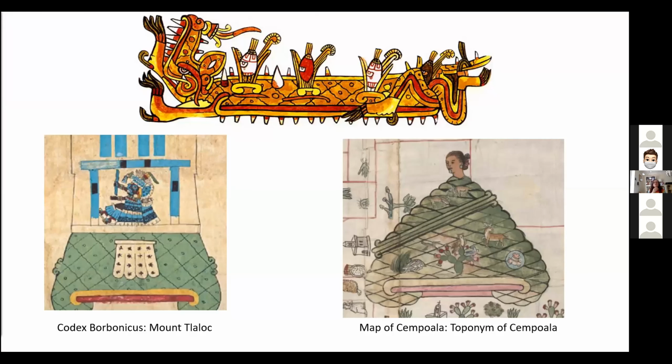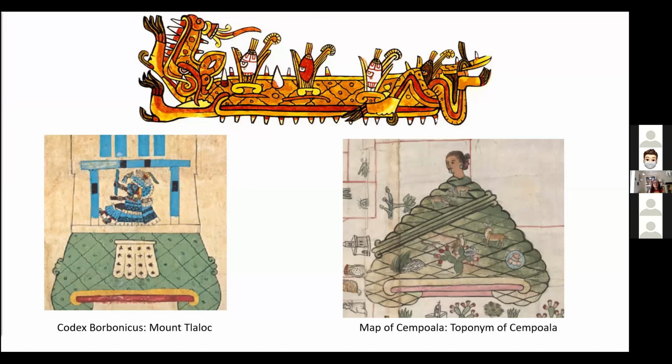And we can also find pictographic representations of these mountains, of Altepetl, in many codices and maps, and you can see on the screen some examples of this. Many times these show this rhomboidal pattern, which is a representation of the skin of the monster of the earth.